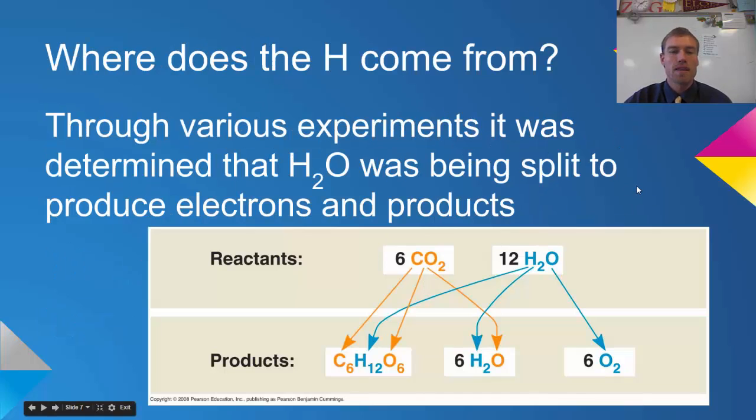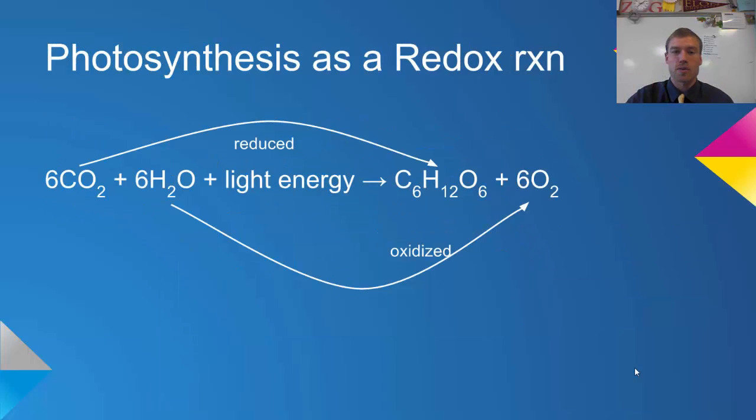So the question that was on a lot of people's minds is, where does the hydrogen come from? And where does the oxygen come from? And it was determined that the water was being split to produce electrons and the products of the reaction. So the hydrogen is leaving the water; it's going into the sugar molecule that's being produced. It's also going into some of that water that's being produced, and then you've got the oxygen as well. Photosynthesis is a redox reaction. We've talked about this before. The carbon is being reduced into the sugar, and then the water is being oxidized into the oxygen.